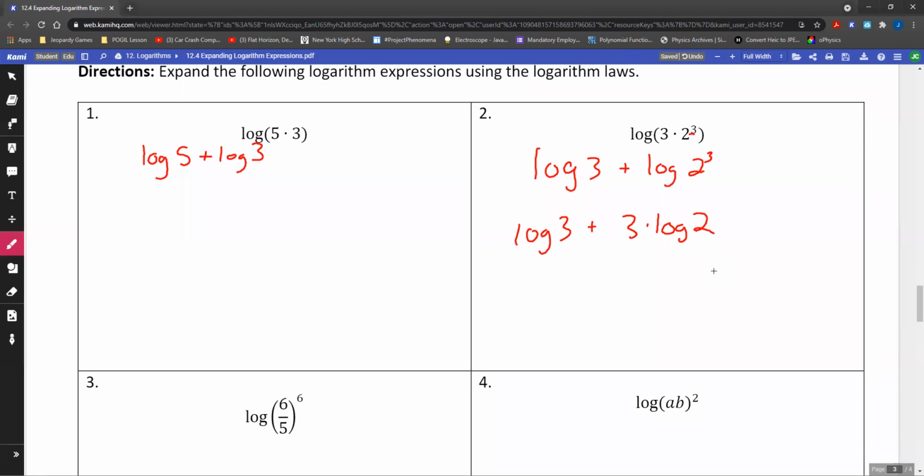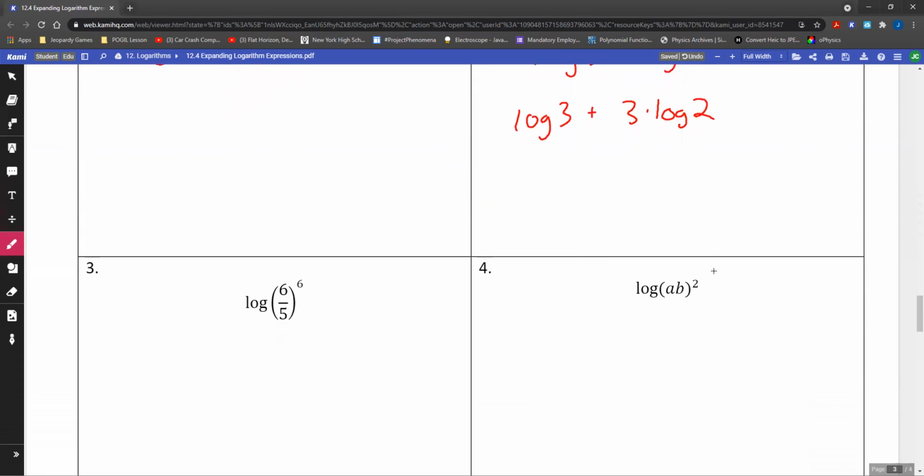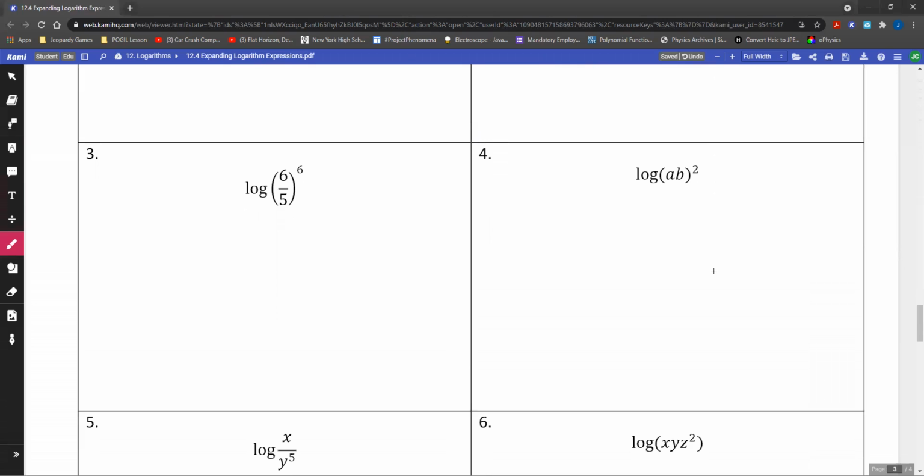One of the nice things is that you can plug these into your calculator and double check it. You could type in log of 3 times 2 to the 3rd, and then type in log 3 plus 3 times log 2 in order to check to see if you're doing this right. All right. So these will be the last 2 that I do.